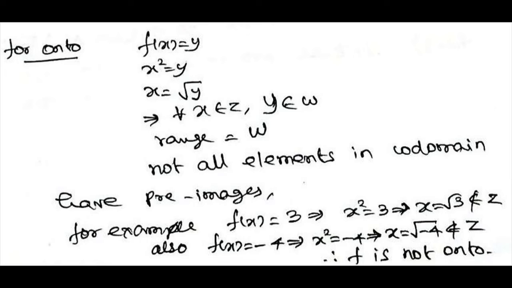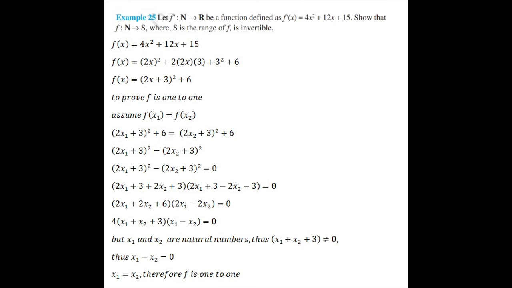Here is one more example of how we can use completion of square. The function is f from natural numbers to real numbers, but they modify the question. F is a function from N to S, where S is the range. So whatever the suitable values of the natural number, for each and every x you will get some value, which is to be taken as S.